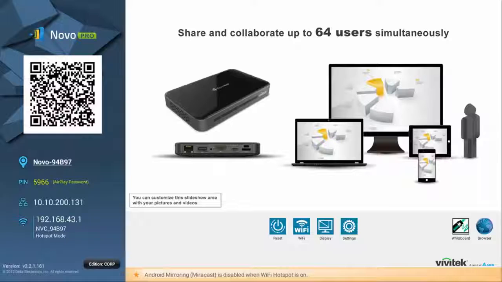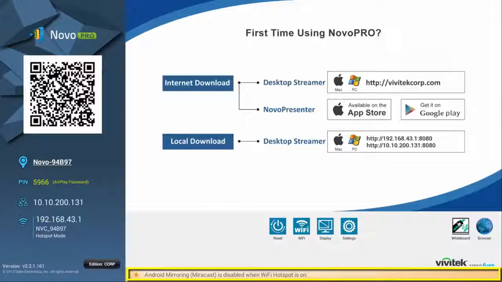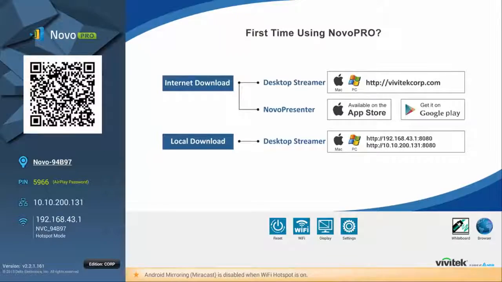At the very bottom, you will see a status bar. This will display important messages related to device operation. You will see notifications related to network configuration changes or new firmware availability, for example.